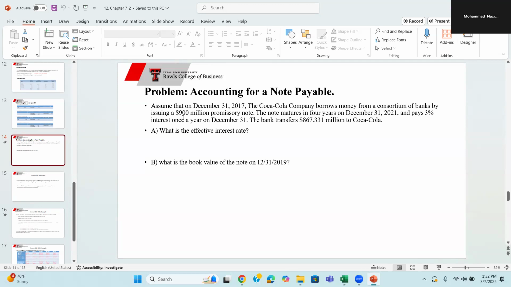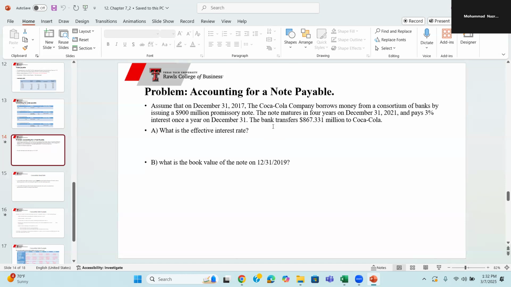All right. Assume that on December 31st, 2017, the Coca-Cola company borrows money from a consortium of banks by issuing 900 million in promissory notes. So this is a debt instrument, right? You are making a promissory note, paying 900 million to the bank, and the note matures in 4 years.